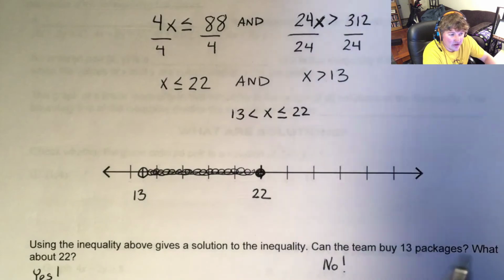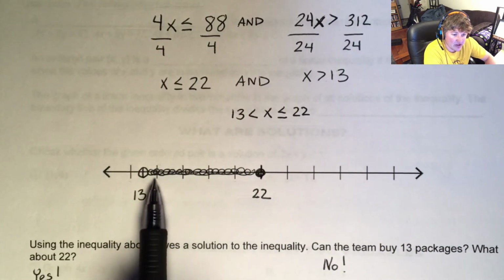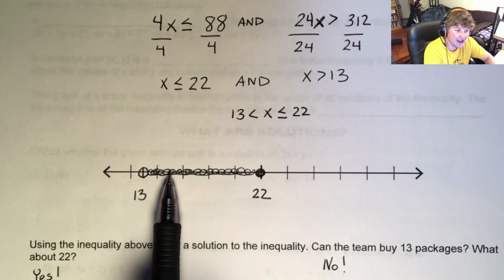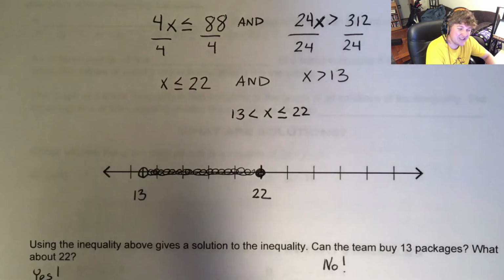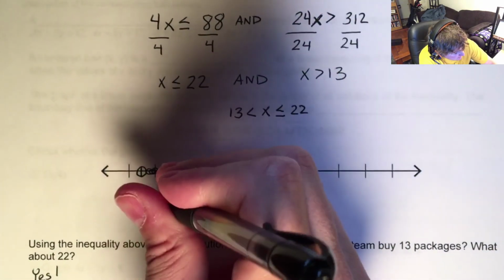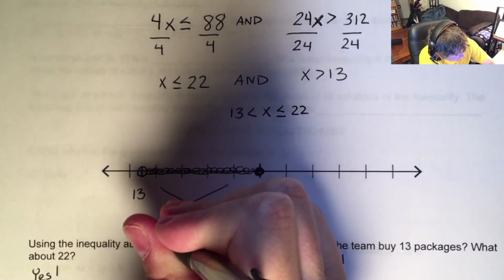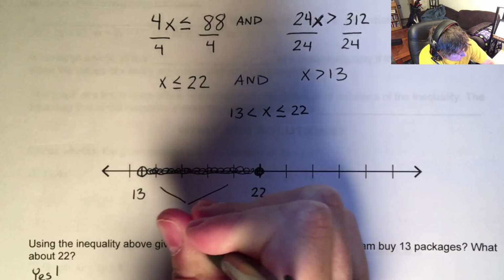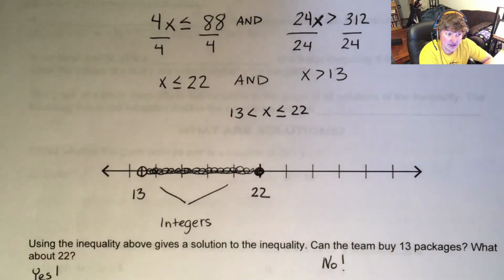Okay, one last thing. It is important to note that this is a little bit weird because this would include numbers like 13 and a half or 12 or 14.8. And that doesn't really make sense to have like 0.8 of a package, so you really would want the numbers in here to be the integers, which are just like whole counting numbers.